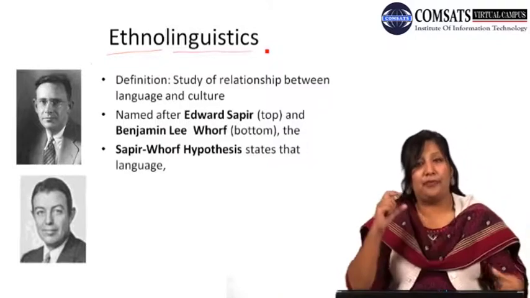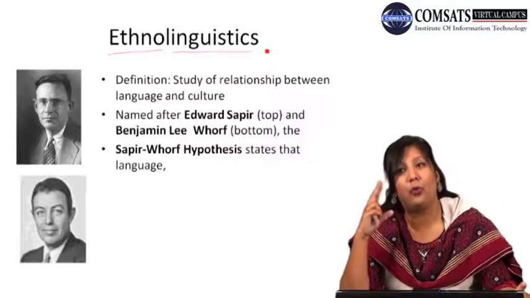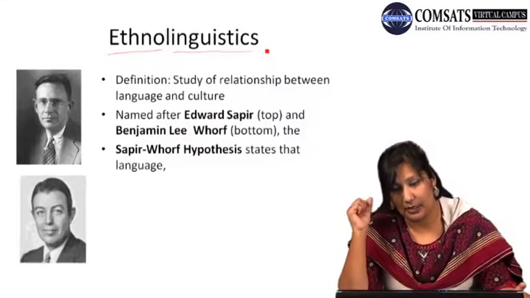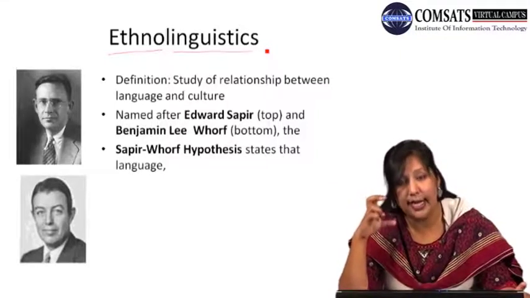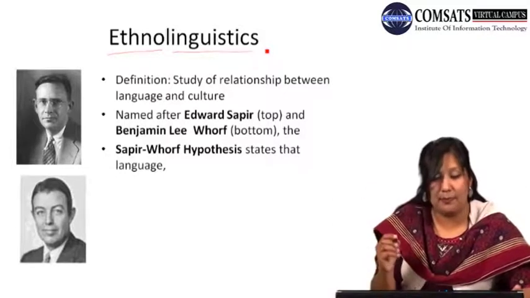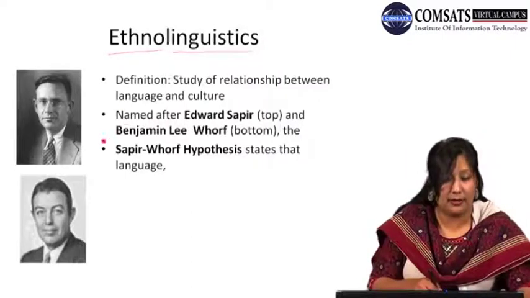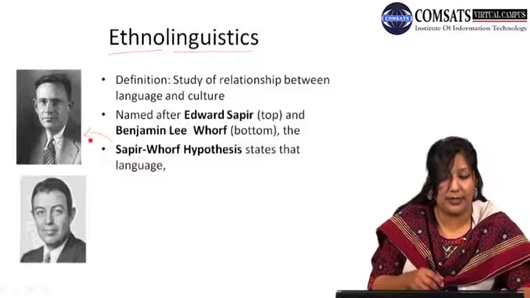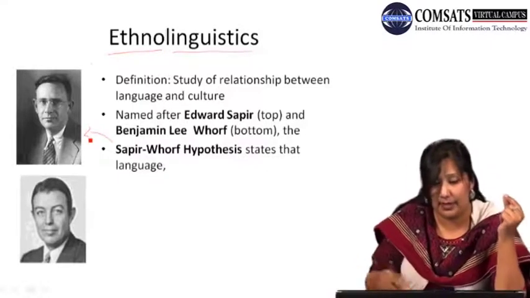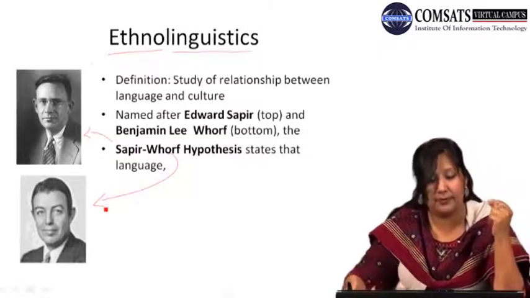Edward Sapir and Whorf, these two people combined and gave one very famous theory of linguistics. What was the name of that theory? The name of that theory was the Sapir-Whorf hypothesis. Sapir, the word is coming from this person, Edward Sapir. And then Whorf was this person.